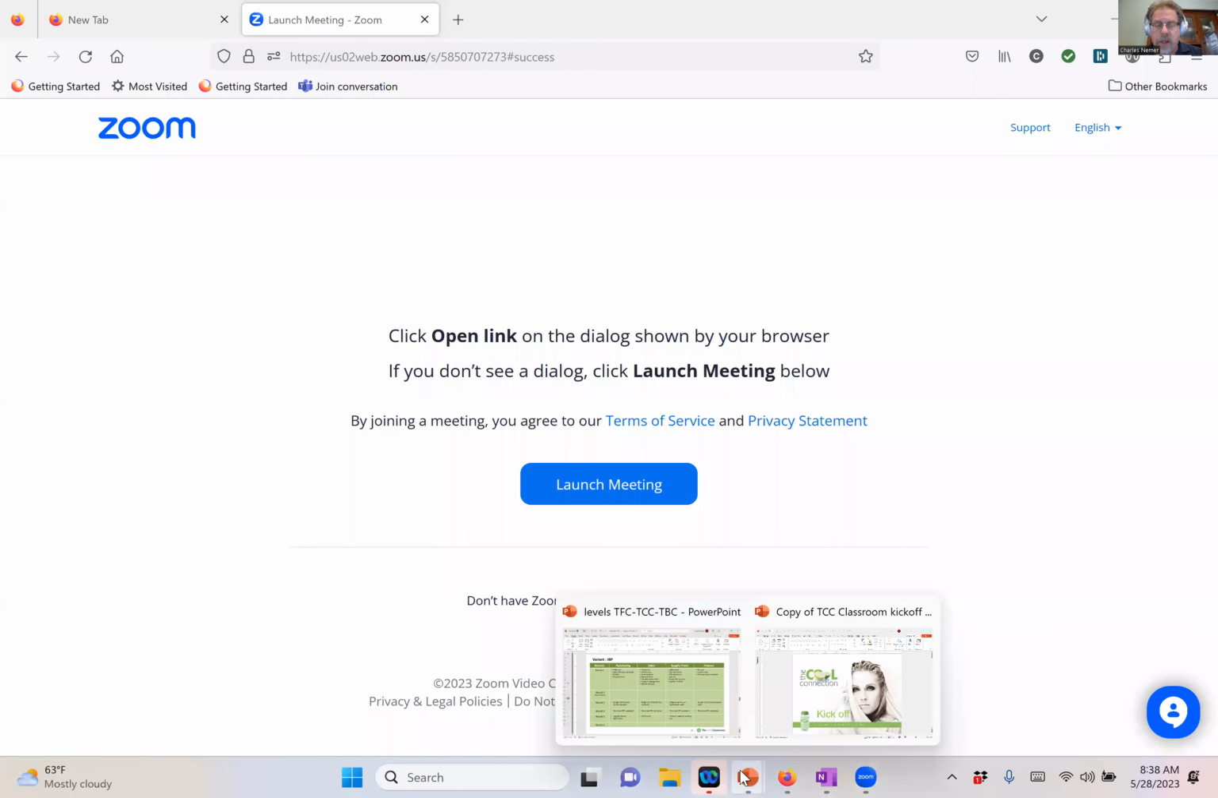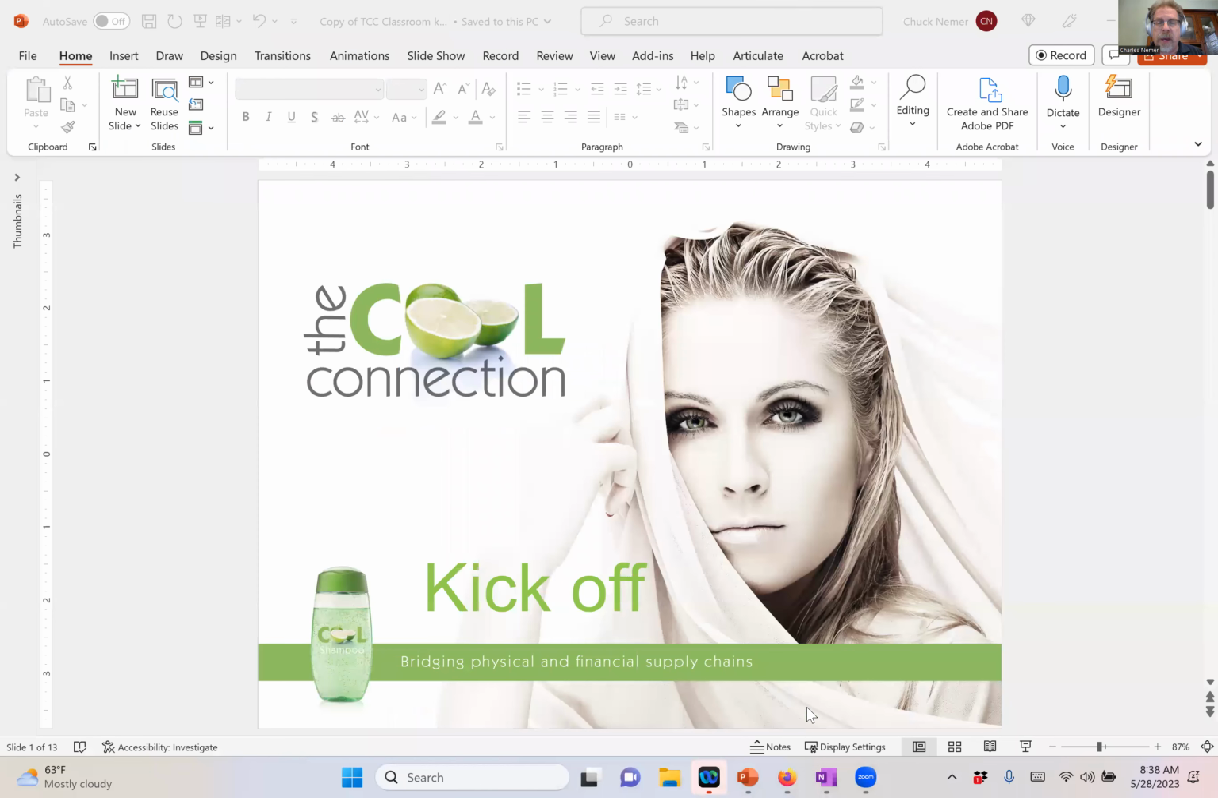Welcome to our version of the Cool Connection integrated business process is what we'll be looking at here. So let's jump over to the share screen here, and we'll take you through a little bit of the context as well as the decisions you'll be making in our simulation here. So let's go ahead and get started with that.